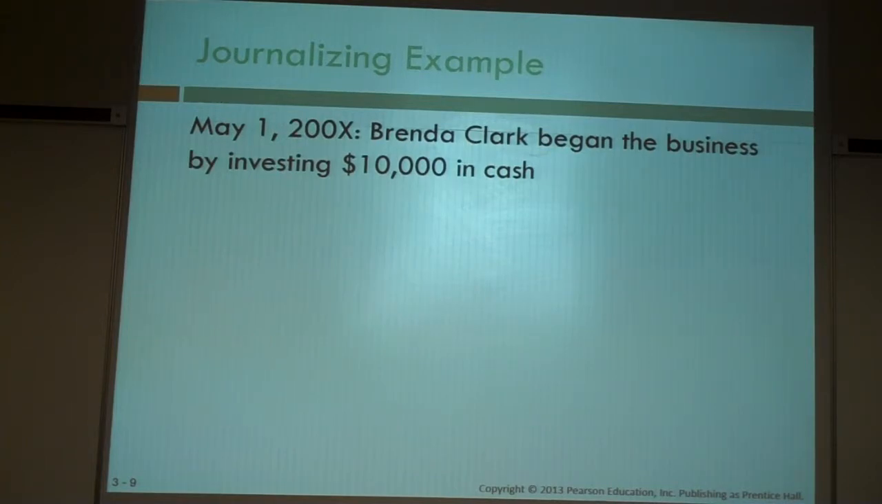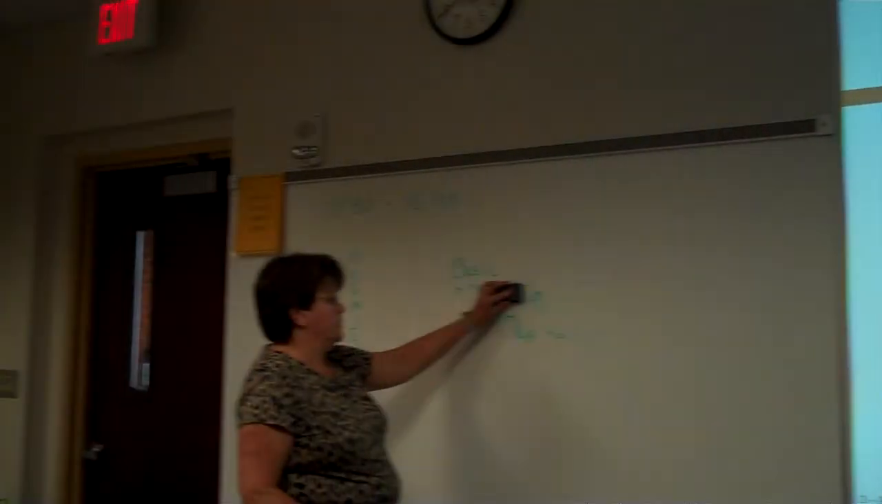What is the cash? Asset. An asset. What is Brenda Clark, comma, capital? Proprietorship, or owner's equity. It's the capital account, so it's an owner's equity. It would look just like this, wouldn't it?